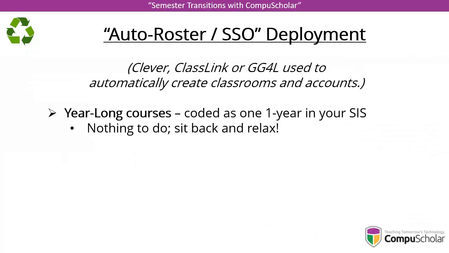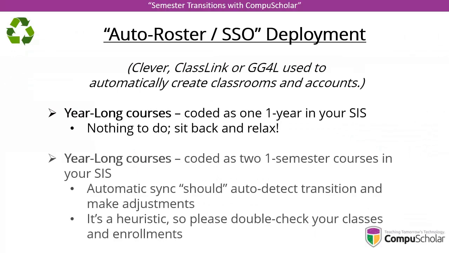So again, this is dependent on your student information system understanding that you have a one-year course and representing it as a full-year course within that system and having that reflected to us through your Clever, ClassLink, or GG4L data. We do see quite frequently that what you would consider to be a year-long course is actually coded as 2 independent single semester courses in your system. So if that is the case, those 2 courses would actually be represented to CompuScholar as 2 independent courses, one of them in semester 1 and the second one in semester 2.